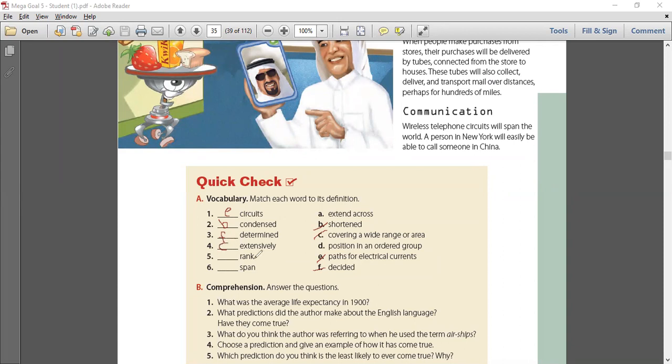Number 5, rank. He said that English is going to rank, Russian is going to rank as second. What is the meaning of rank, Dina? D. D, yes, positioned in an ordered group. Rank as 1, rank as 2 or 3. So rank means a position. And the last one, Raghda, span. A. Yes, extend across, which means like it expands, which is A.